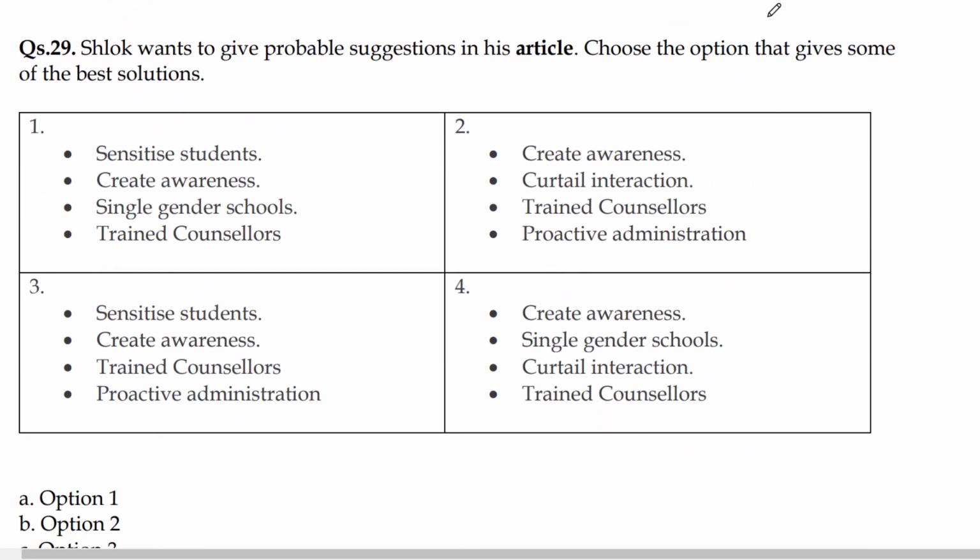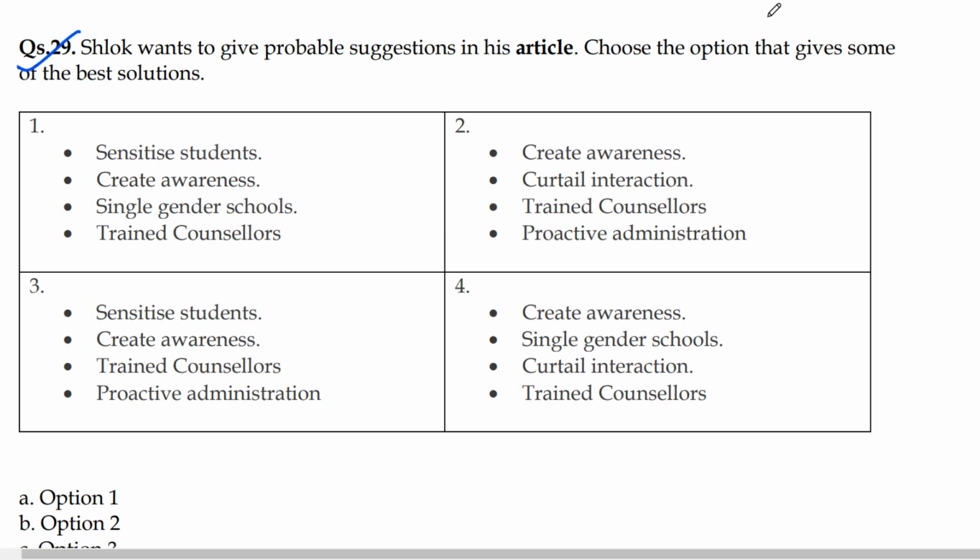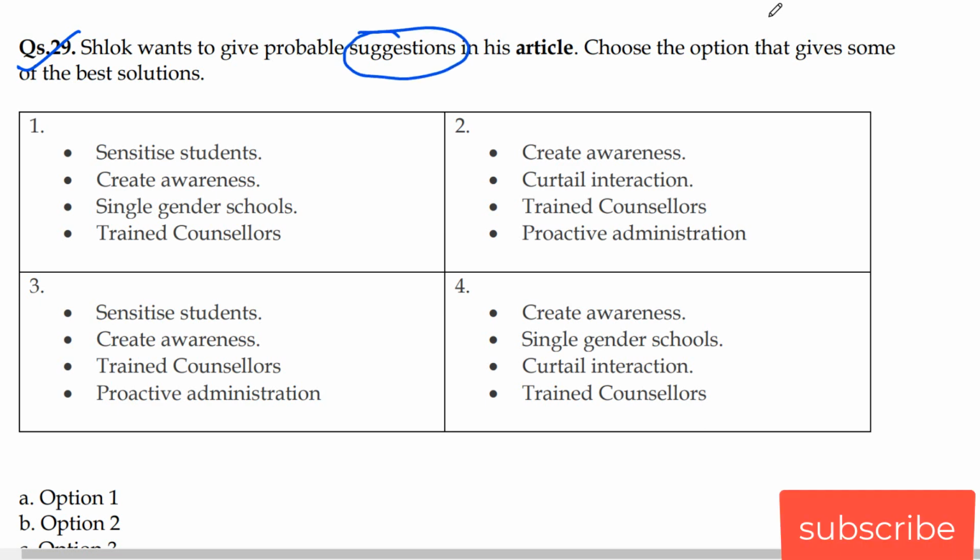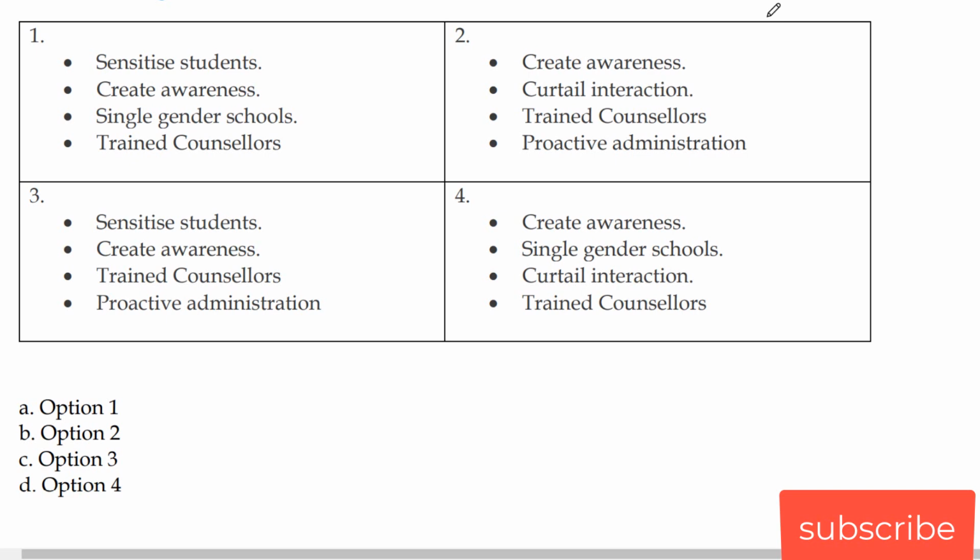Come to the next question. Question number 29. Shlok wants to give probable suggestions in his article. Suggestions you have to find out. Choose the option that gives some best solutions. Sensitize students, yes. Create awareness, yes. Single gender schools. Can you suggest a single gender school at this time of human evolution? Trained counselors, it can be. So one we can't give as a suggestion. Create awareness, yes. Curtail interaction, no. Trained counselors, it can be. Proactive administration, it can also be.